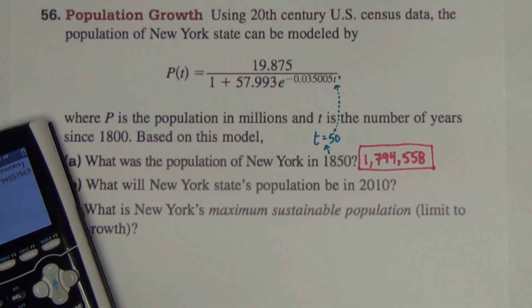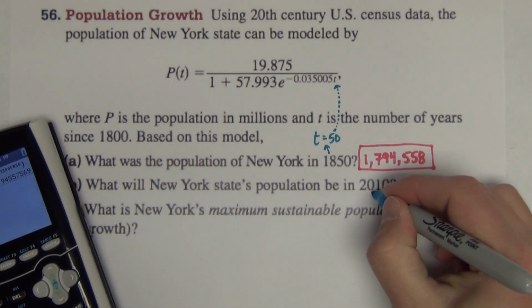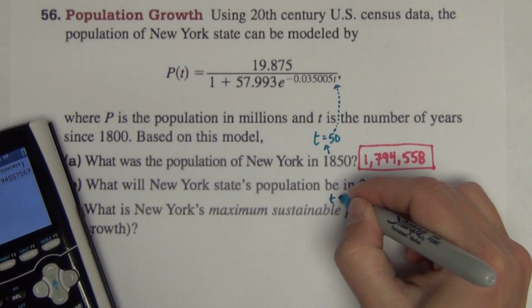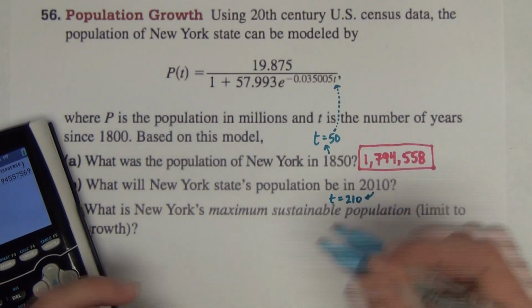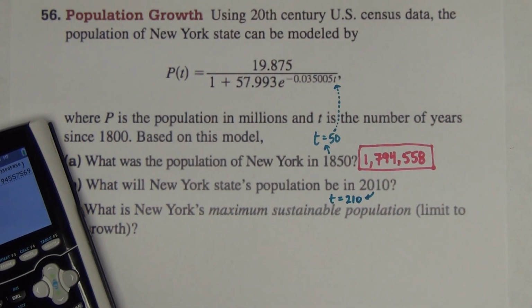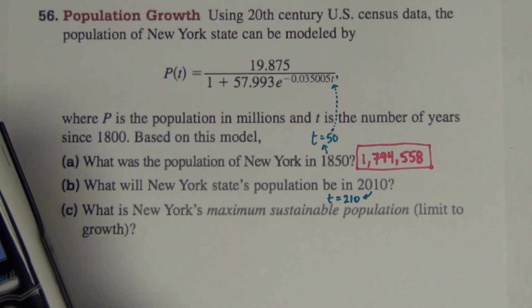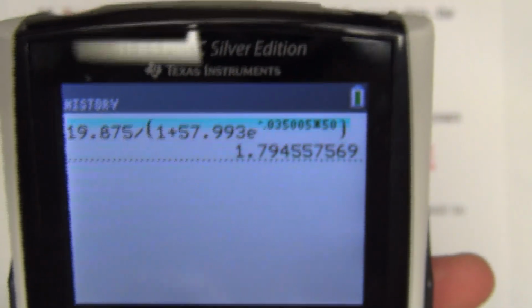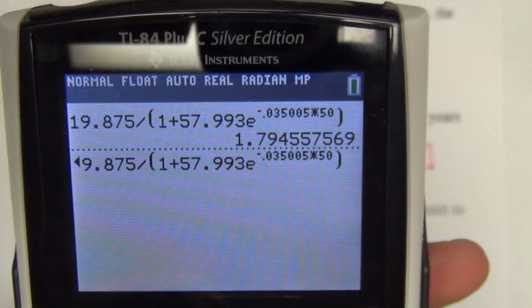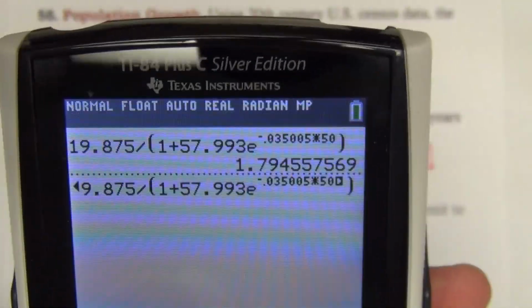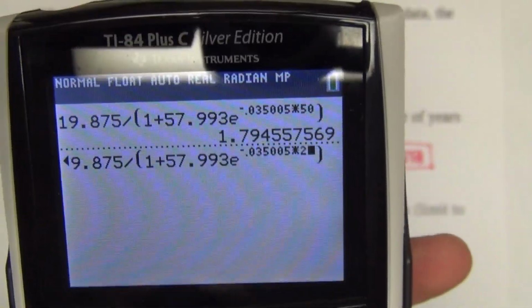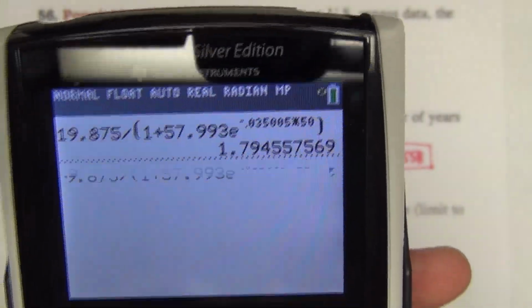What will the population of New York be in the year 2010? Well, 2010 is T equals 210. It's 210 years from 1800. So here's what I'm going to do. I'm going to take the expression that I had here, since I've done all the work to type it all in. I just need to edit the exponent right here to be 210 instead of 50.